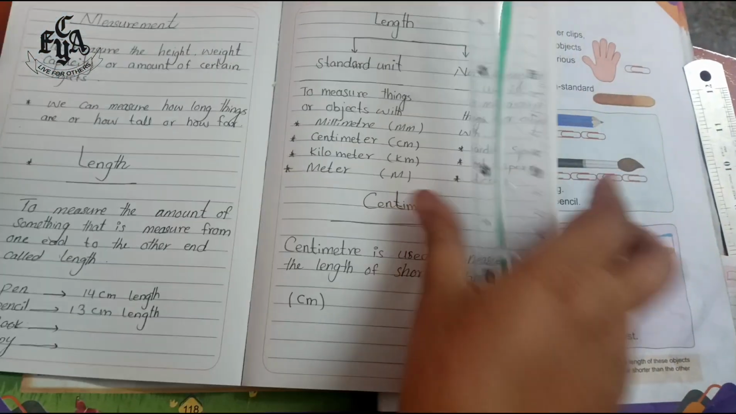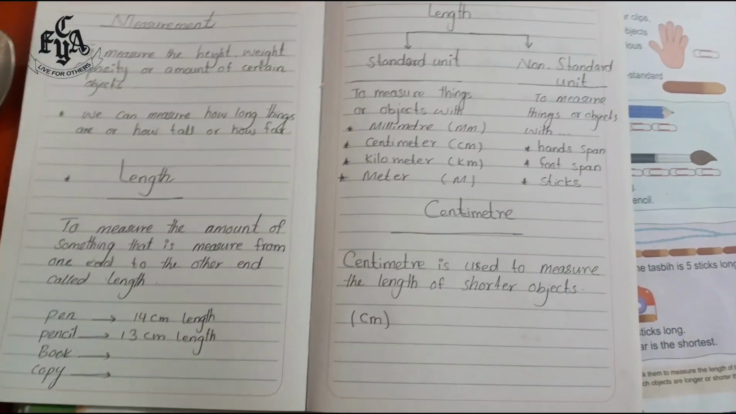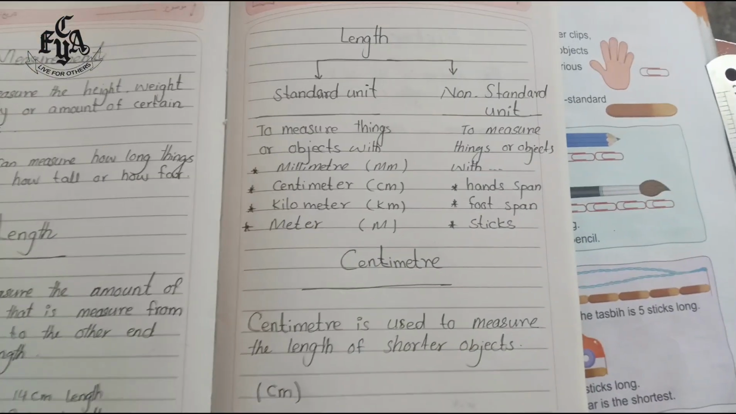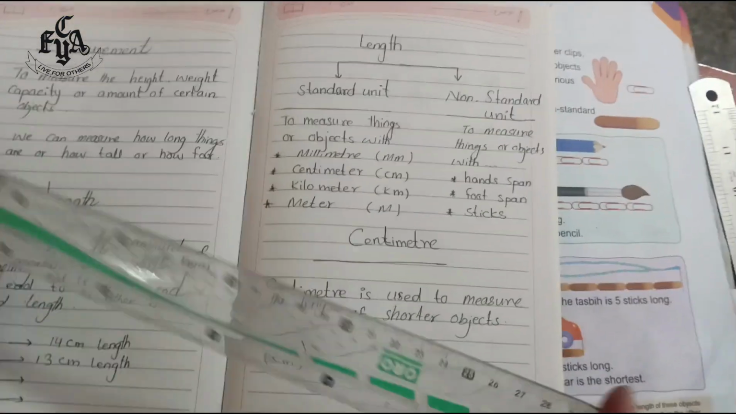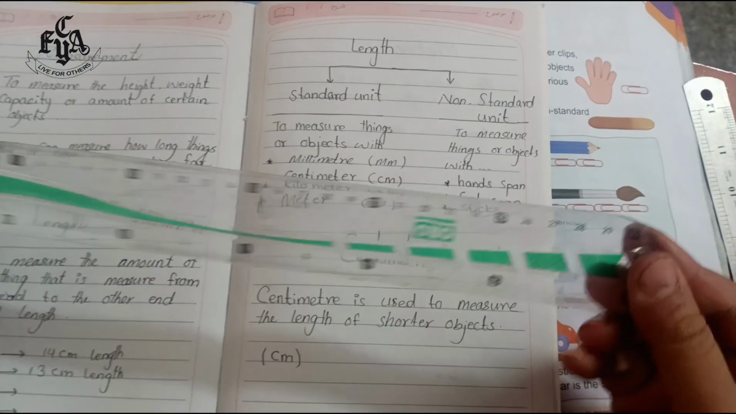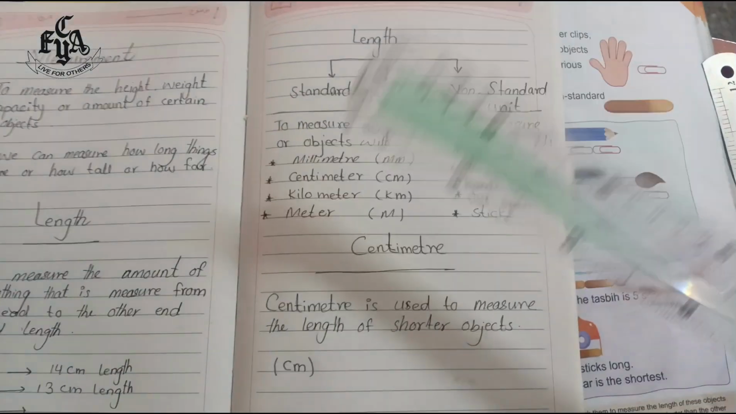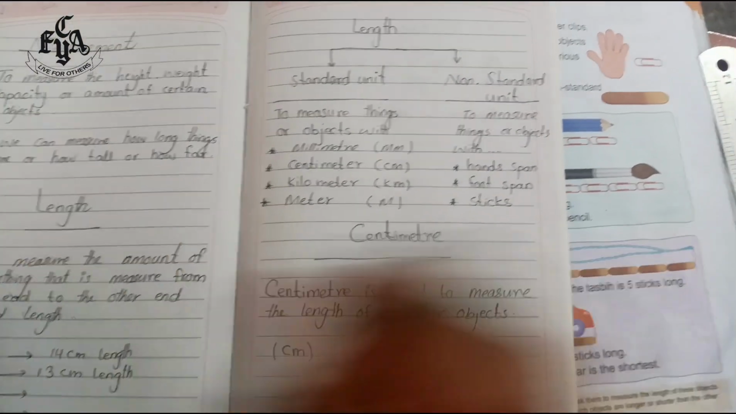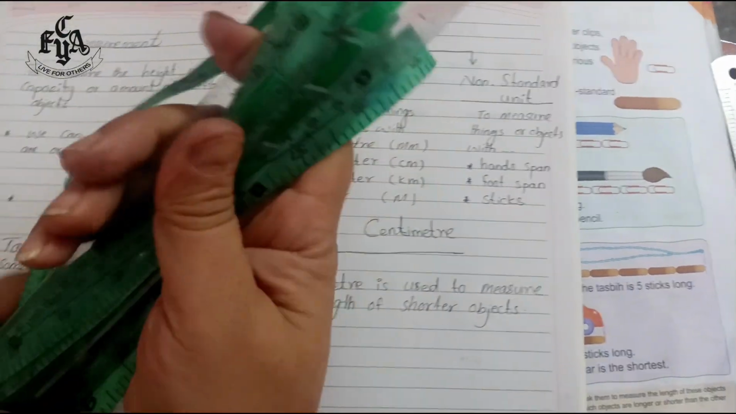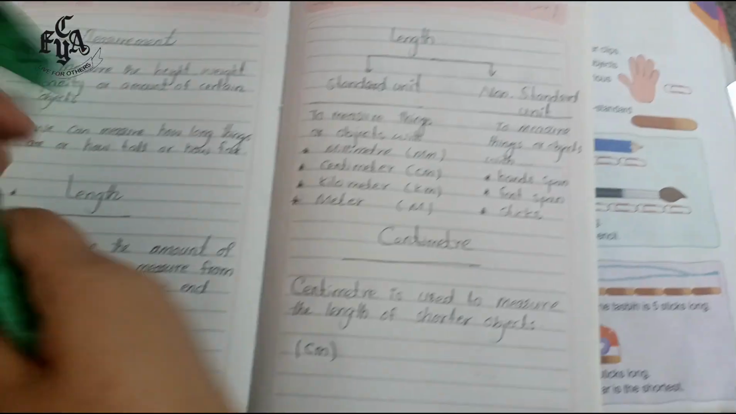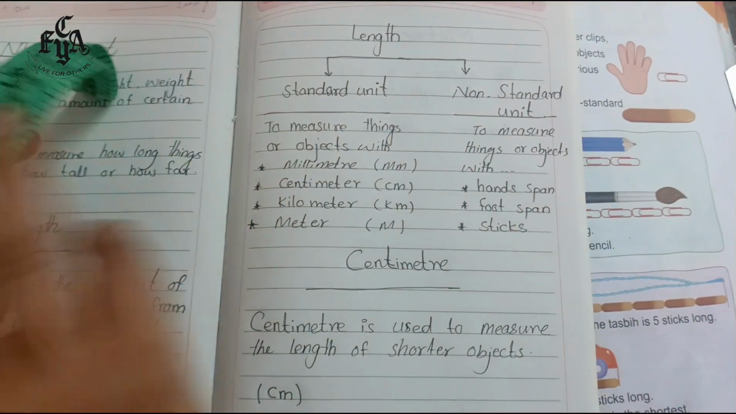Okay, in length we have two types. One is a standard unit, another is non-standard unit. Standard unit means to measure things or objects with millimeter, centimeter, kilometer and meter. इसका मतलब ये है कि हम अगर किसी चीज़ को मेजर कर रहे हैं तो वो स्पेसिफिक है, क्योंकि हम मिलीमीटर, सेंटीमीटर, किलोमीटर और मीटर मतलब ये है कि हम स्केल यूज़ करते हैं, हम टेप यूज़ करते हैं, हम कुछ और चीज़ें जो हम शॉप्स में देखते हैं, हम कुछ खरीदते हैं तो वहाँ पर भी अगर आप लोगों ने देखा है वो लोग मेजरमेंट करते हैं, तो that is specific things that we can do.